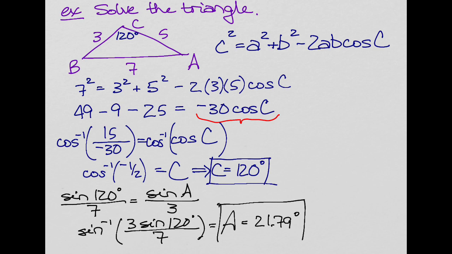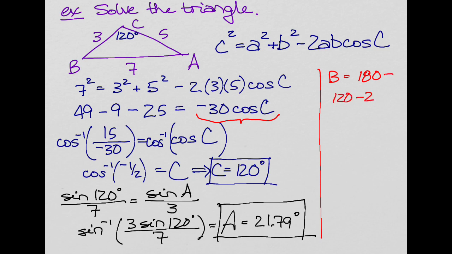And for the third angle, we can do that by subtraction. Here it goes. That'll be B, 180 minus the other two. And we get for angle B, 38.21 degrees. And we did it. We found all three angles for this triangle.